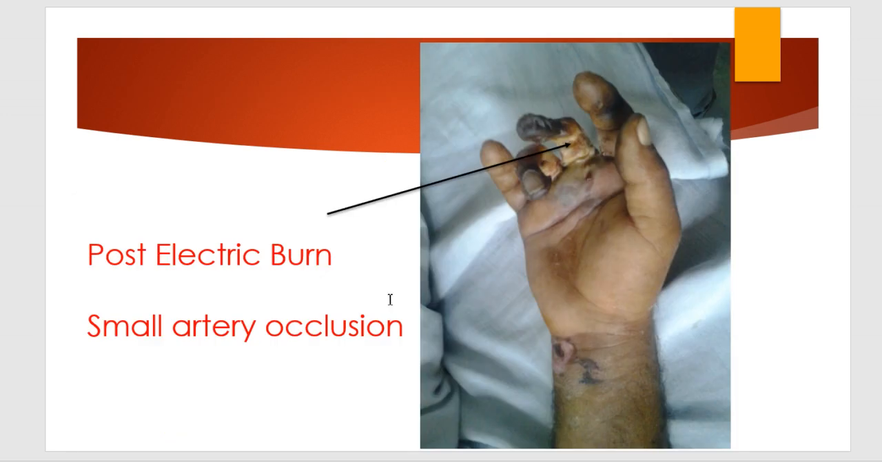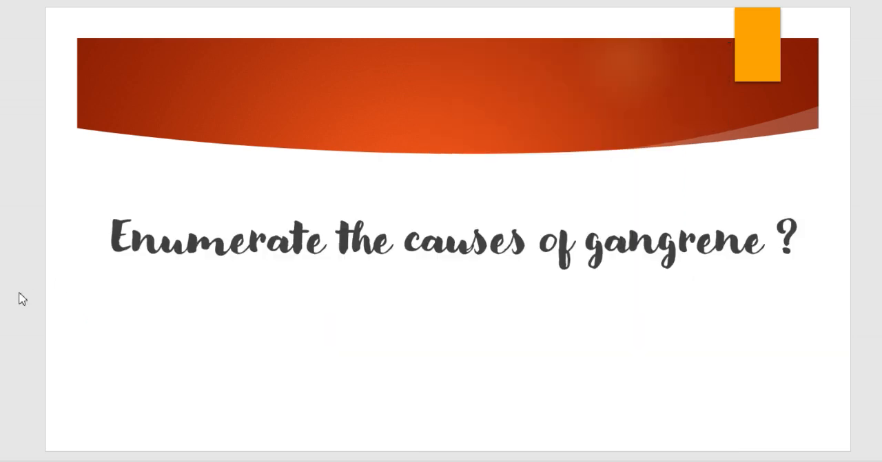And here you can see this is a post-electric burn, small artery occlusion, this ischemia. This finger has almost dry gangrene, this portion, post-electric burn, upper limb ischemia, one of the clinical examples for your reference.